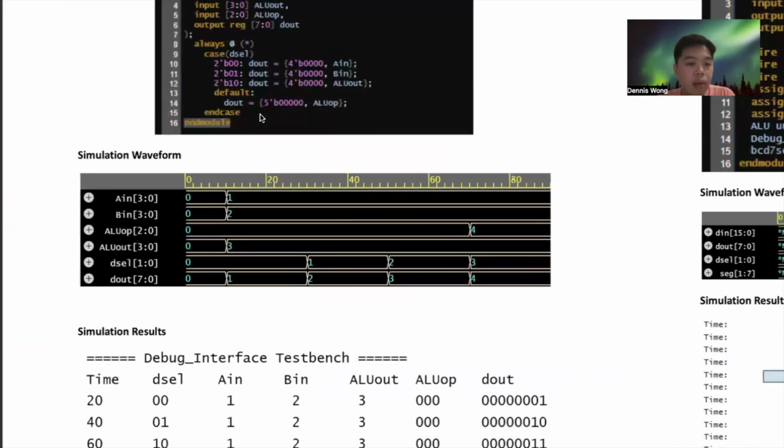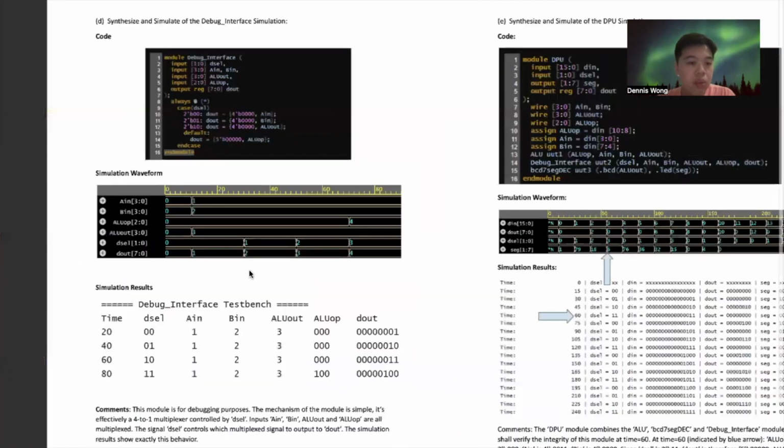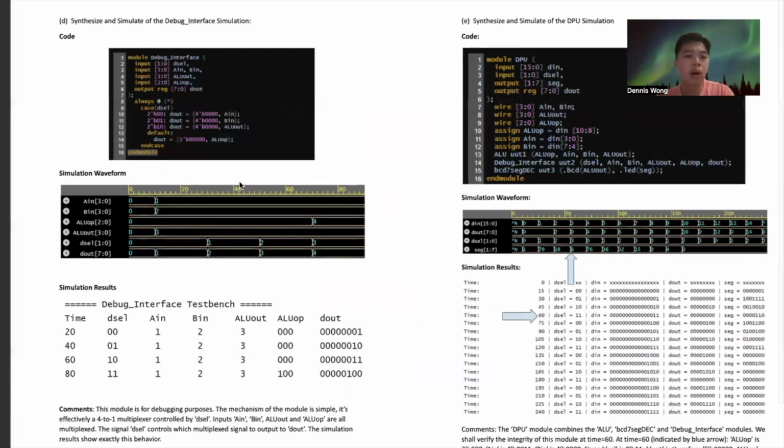Moving on, we have the debug interface. The debug interface is basically a very similar situation to the previous module. We get a D out, and this D out is determined by whatever DSEL we have chosen. In this case, if we look at the last signal here, 1 1, so default is selected, and then we get 5 zeros and then ALUOP.